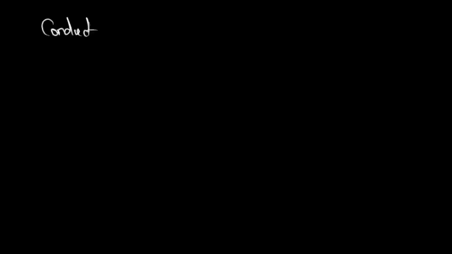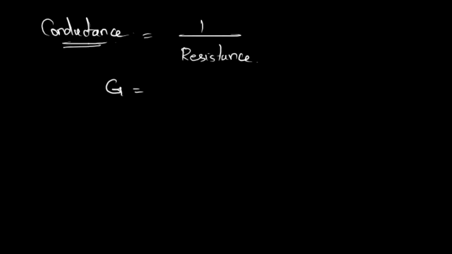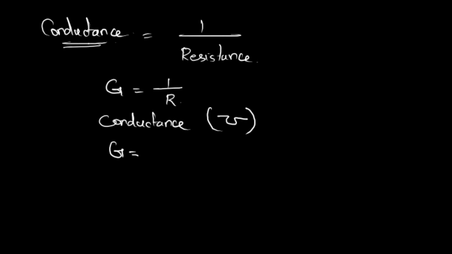Next is conductance. Conductance is nothing but the reciprocal of resistance. 1 by resistance is called conductance. The conductance is denoted by G. G is equal to 1 by R. We know that the unit of resistance is ohm, so the unit of conductance will be mho. So G can be calculated as G is equal to A by rho L. The devices which are used to measure the resistance are called ohm meters.